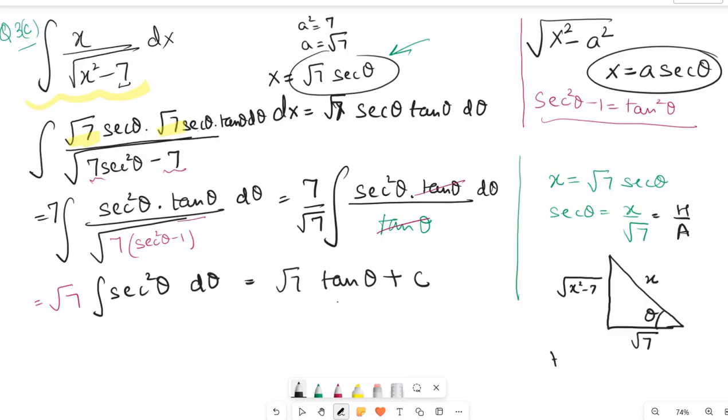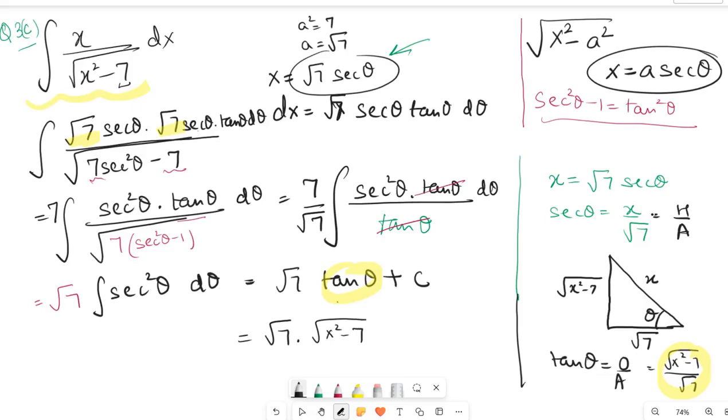We want tangent theta in our question. Tangent theta is opposite by adjacent. So square root of x squared minus 7 by root 7. So we can replace this here: root 7 times root of x squared minus 7 by root 7 plus c. This can cancel. The answer is only square root of x squared minus 7 plus c.